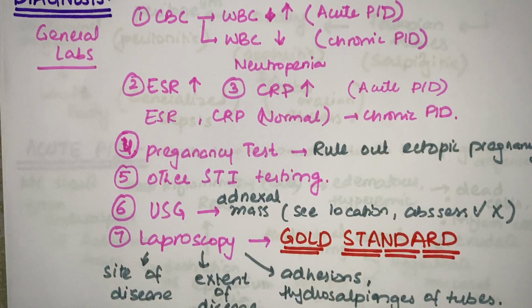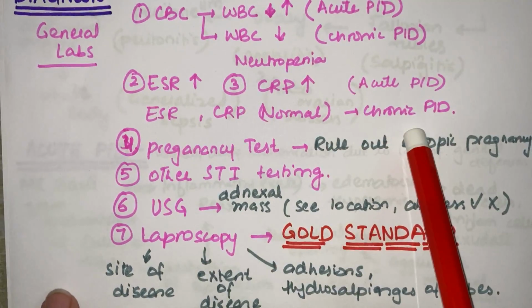Now in the CBC, white blood cell levels are raised initially in the acute phase of the disease. Why? Because they have come there to rescue, and they have to start an inflammatory reaction. So in an acute case, white blood cells, particularly the neutrophils, will be raised. But if the neutrophils are low, neutropenia, then it indicates chronic PID. Why? Because the neutrophils have been continuously working and dying, and they are being used up. Moving on, if there is an acute reaction going on, then ESR and CRP will be raised, and if they are normal, then it indicates that chronic PID is present.